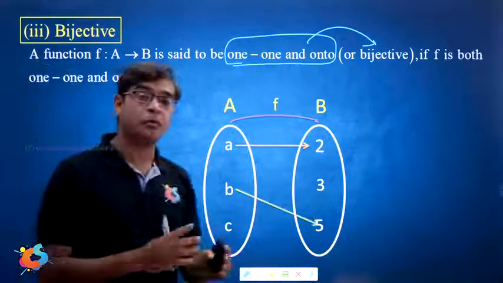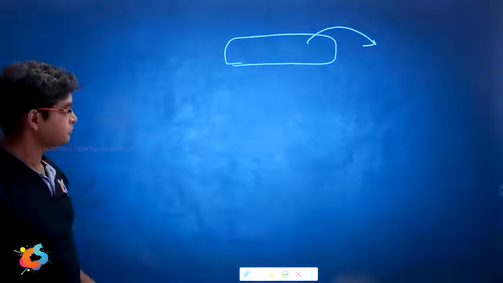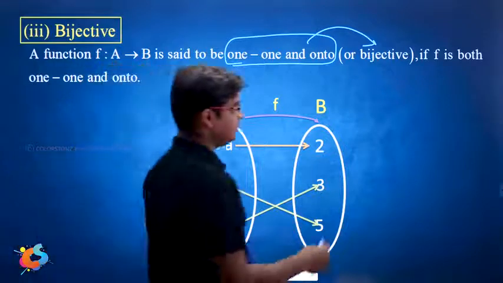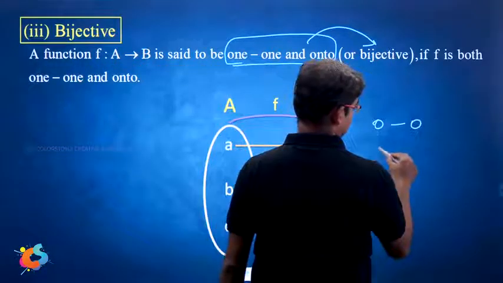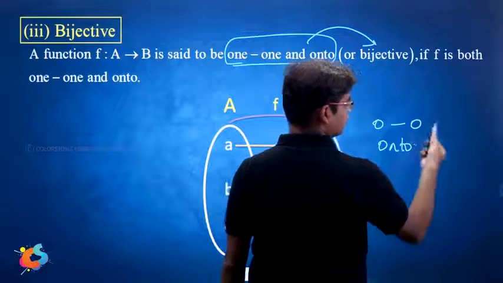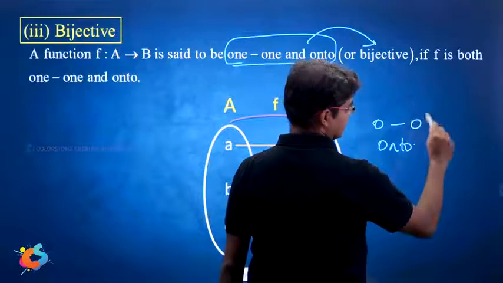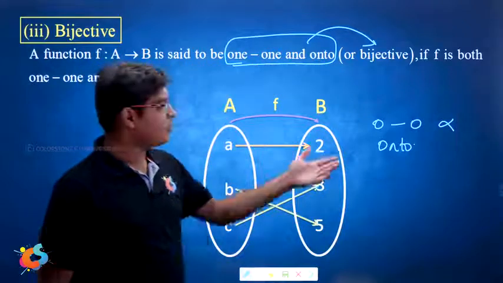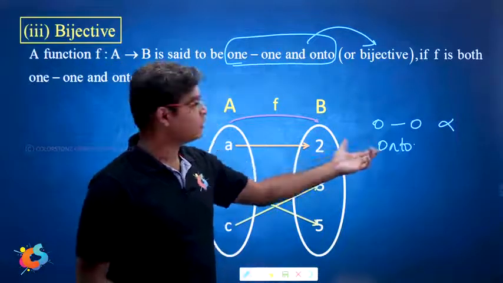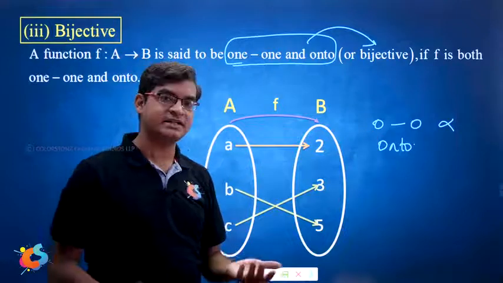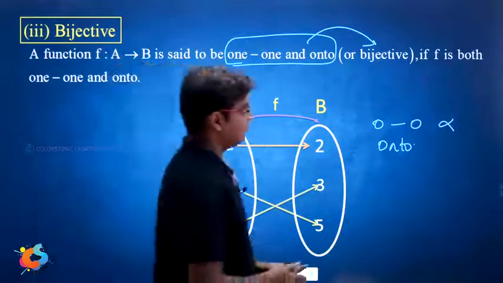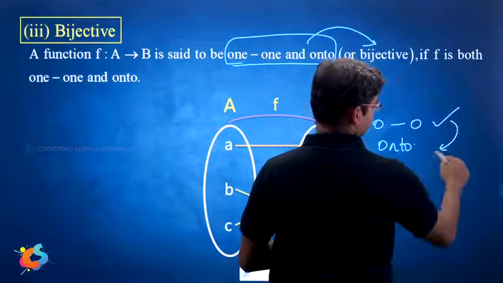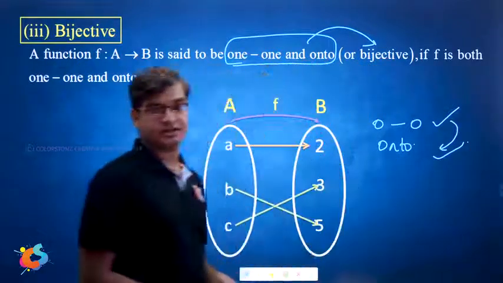As I told you, it should be both one-one and onto. That's all. So whenever you're checking if the function is bijective, you have to check if it is one-one and if it is onto. If you first check for one-one and find it is not one-one, there is no point in checking for onto, because we already know this is not a bijective function. If you get the first one correct, only then go to the second one and see if it is correct.